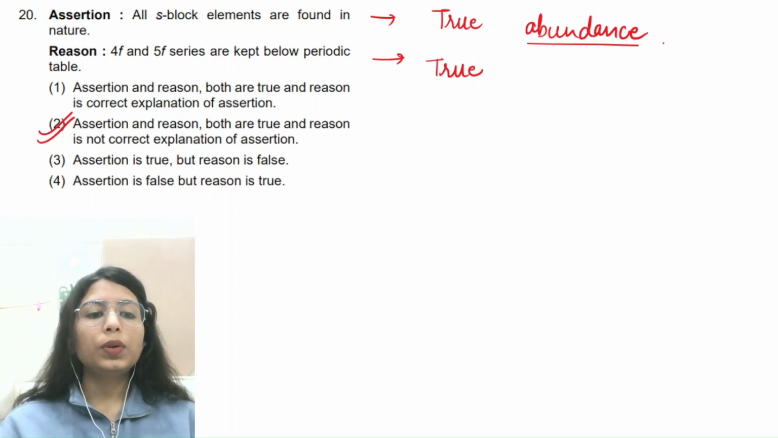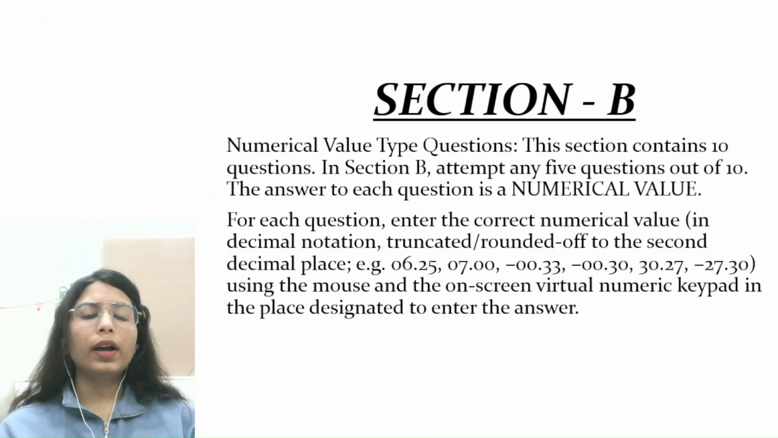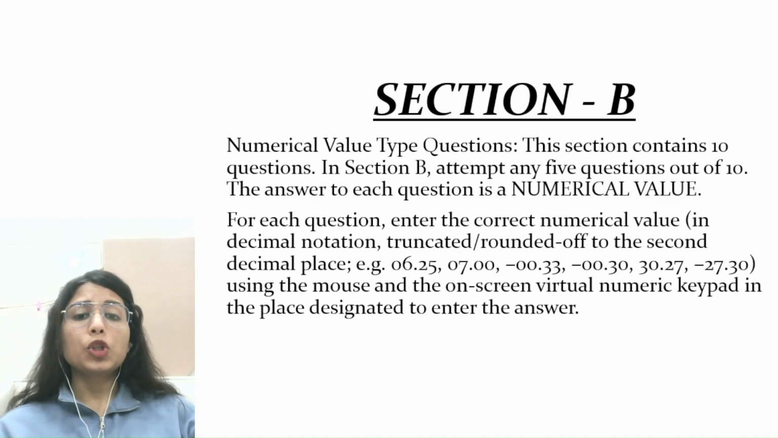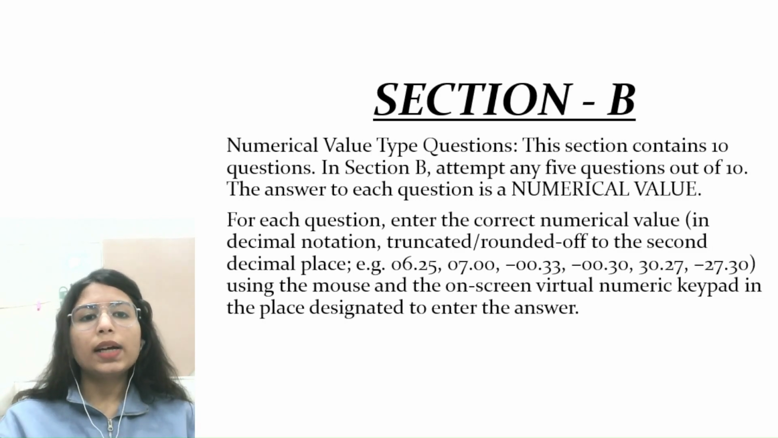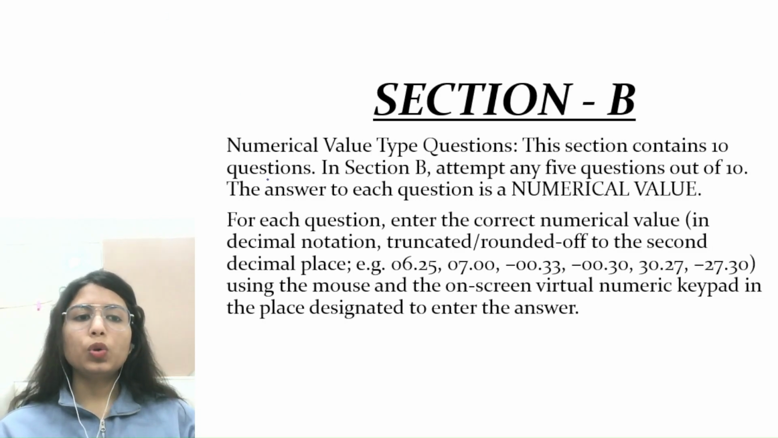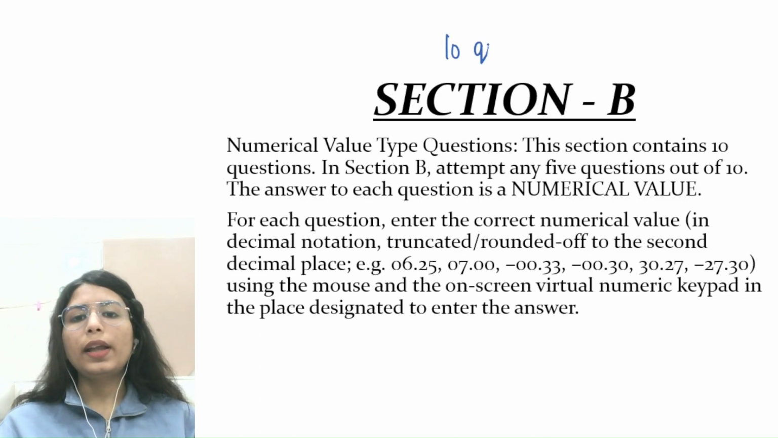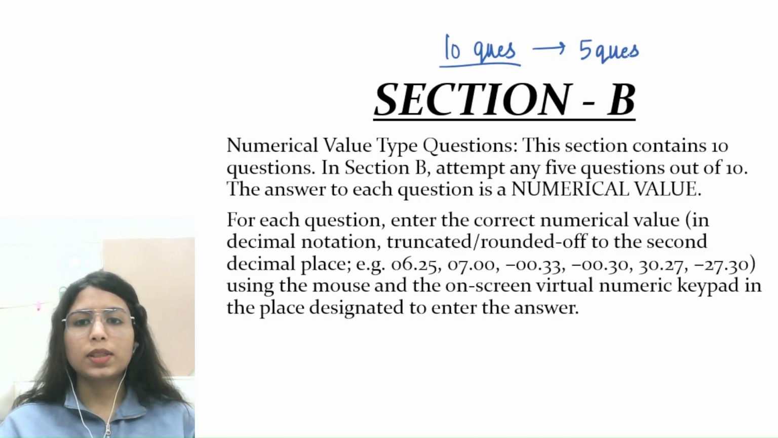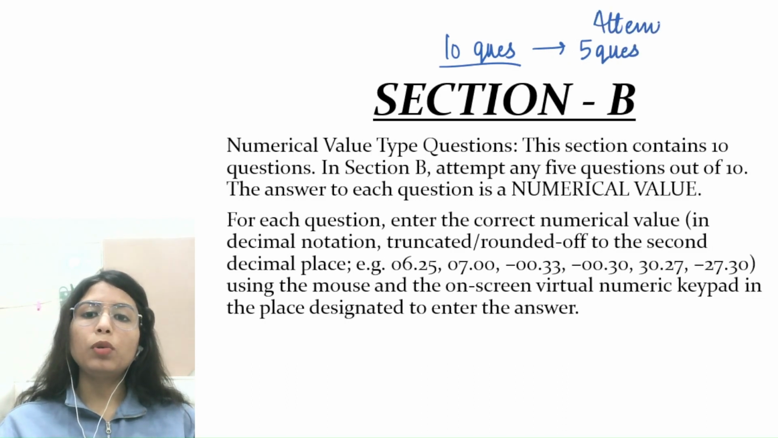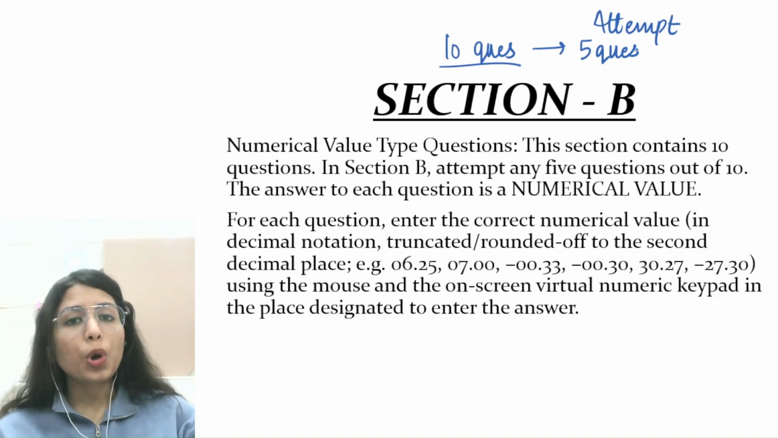Next we are going to discuss the part B of our question paper that has been designed. Since this is a very recent addition to this question paper, I would just like to tell you this section B consists of the numerical value type questions. So 20 questions are the MCQ type that you have to attempt, and in this section 10 questions have been asked, and out of these 10 questions you just need to attempt 5 questions.